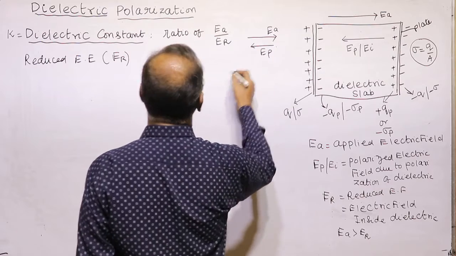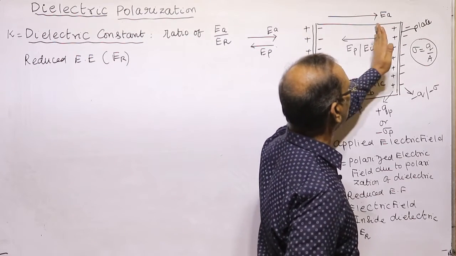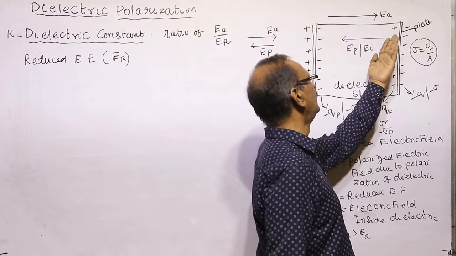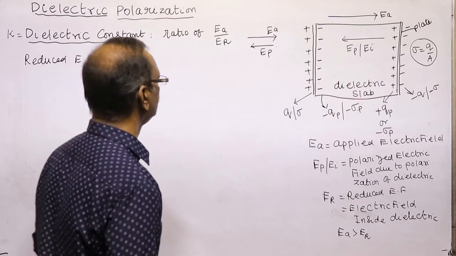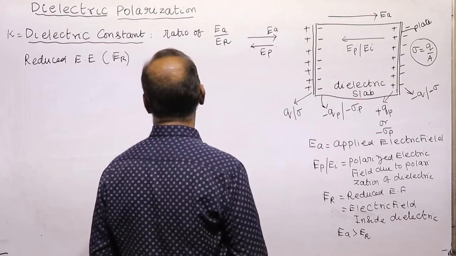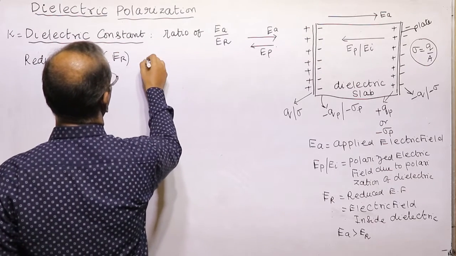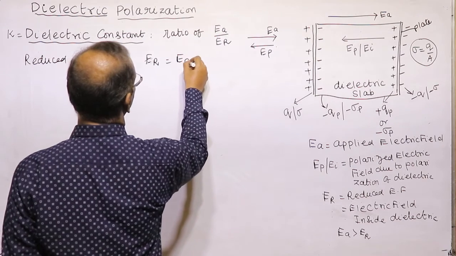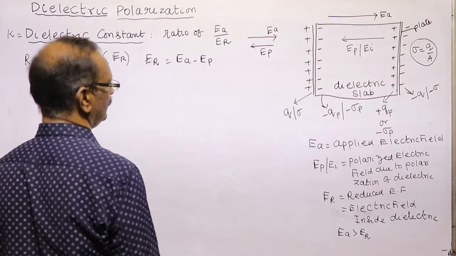We can write it this way. The applied electric field is in this direction, and the polarized or induced electric field is in this direction, both equal and opposite. The electric field inside the dielectric gets reduced. That is, E reduced is equal to E applied minus E polarized or induced.